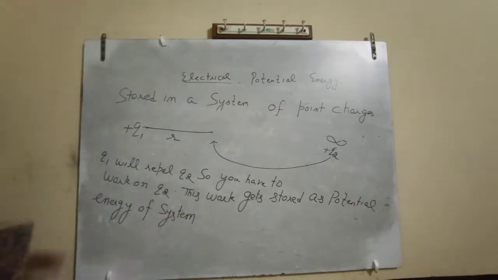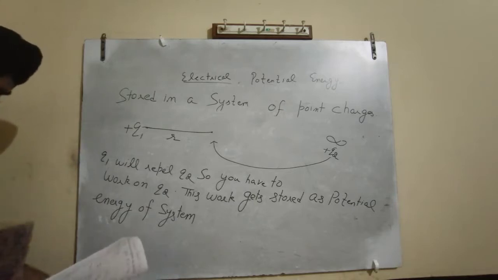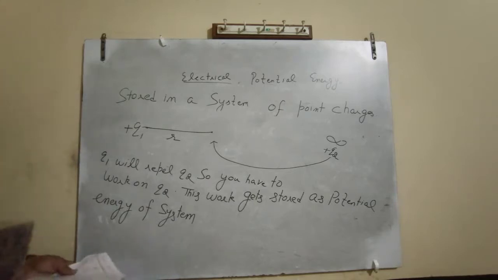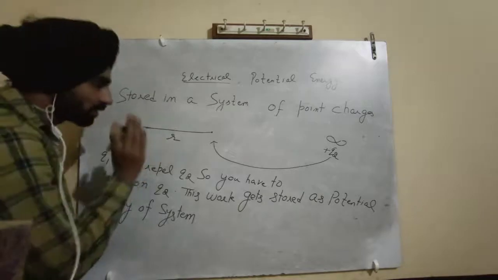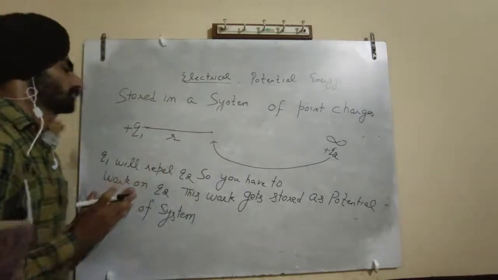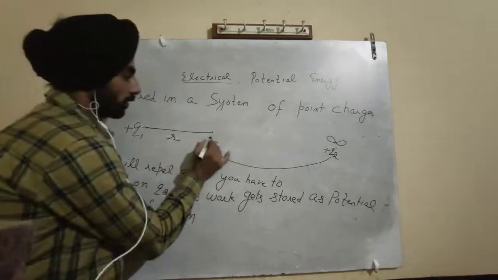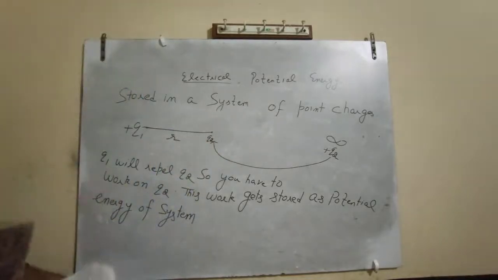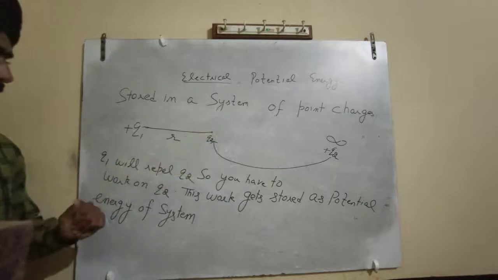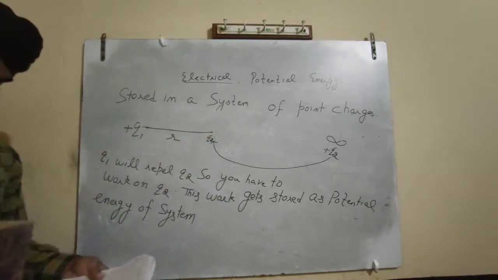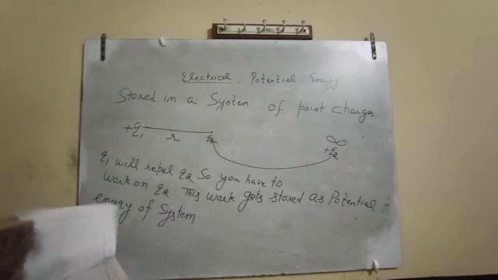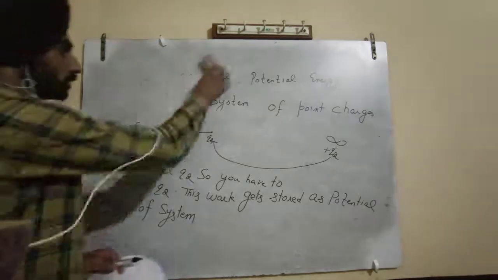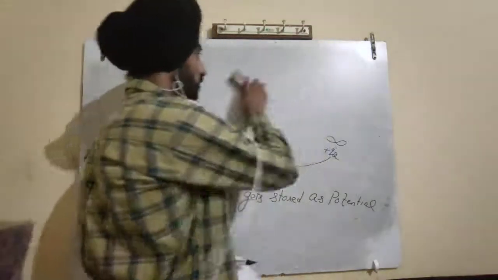Okay, suppose now the concept is this: how much work will we have to do? We have to consider this. Suppose Q2 is at a distance R. Your target is to bring Q2 to a distance R from Q1. So next, your expression starts from here.